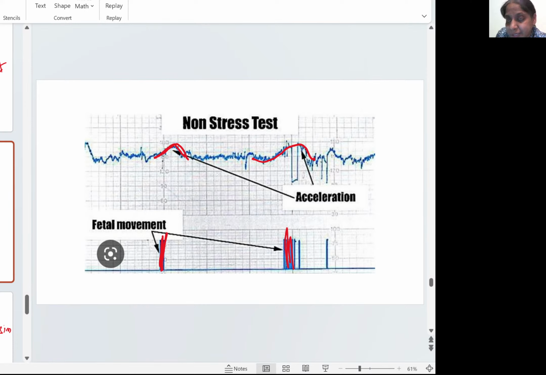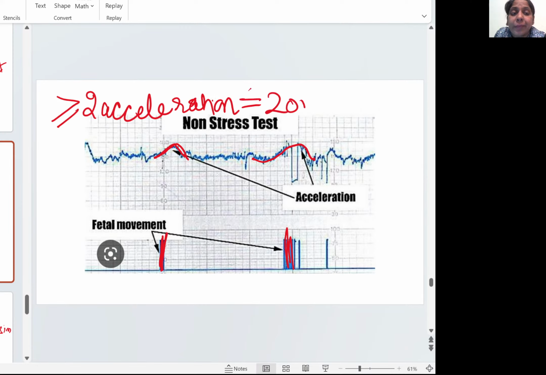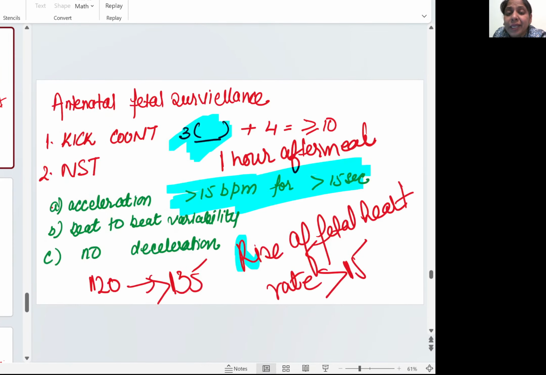Accelerations are present. So, how much acceleration should be present? 2 or more than 2 accelerations should be present in 20 minutes. That is the criteria of a normal NST. Right? Another criteria is beat to beat variability. What is beat to beat variability? Please tell me, what is beat to beat variability?